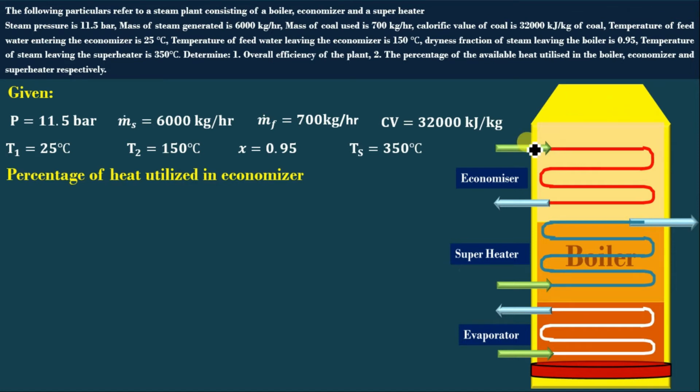We know the inlet of the economizer is 25 degrees Celsius. The outlet is 150 degrees Celsius. To find out the percentage of heat utilized, first we need to know how much heat is available between 25 degrees Celsius and 150 degrees Celsius, that is, the mass of steam generated.